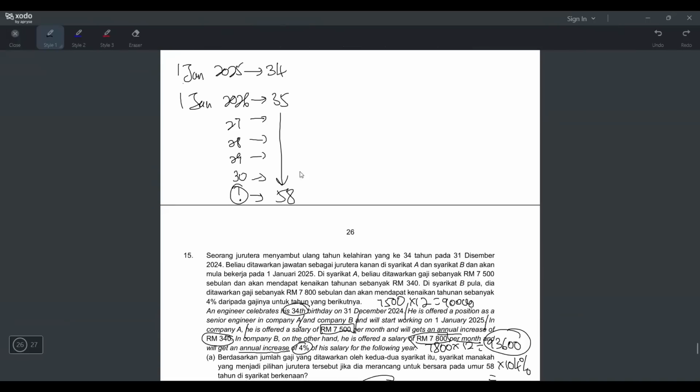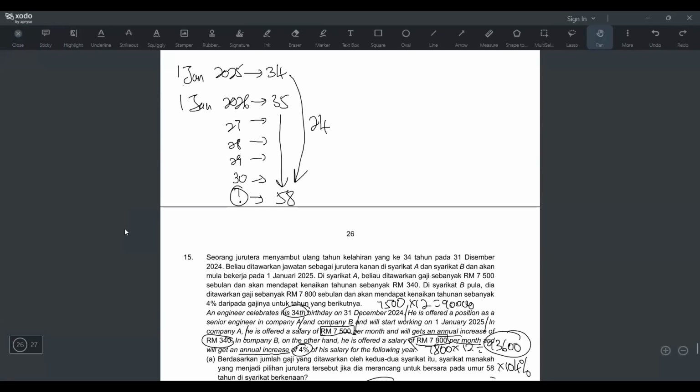So what you can do is you can take 58 minus 34, right? 58 minus 34. Let's press. If you press, the calculator will give you 24, right? 24, that means 34 has to plus 24 years. Okay, it means he works for 24 years. Is it correct if I say like that?